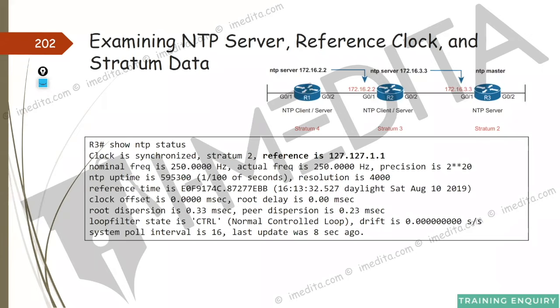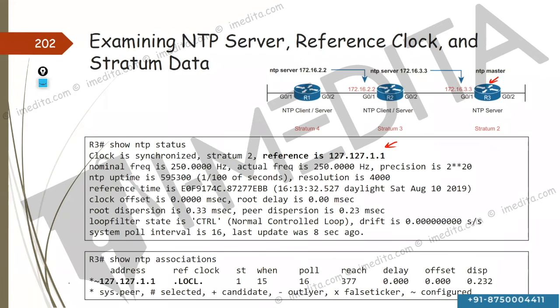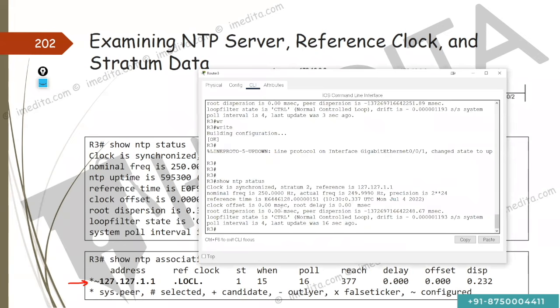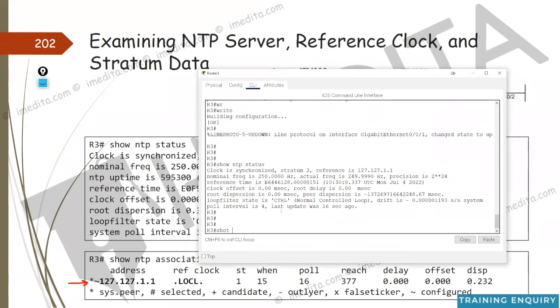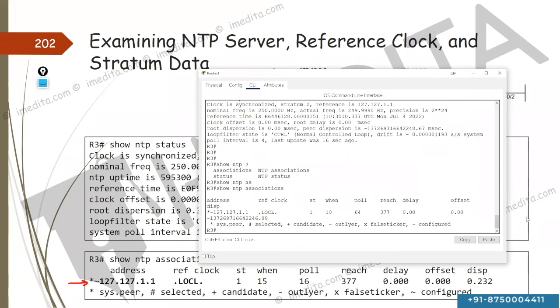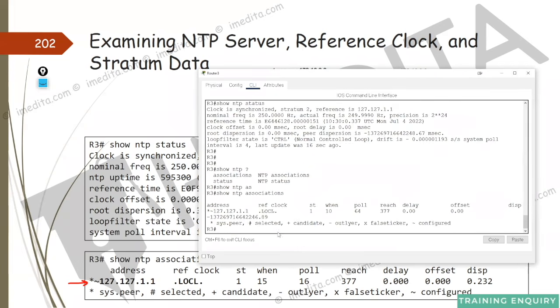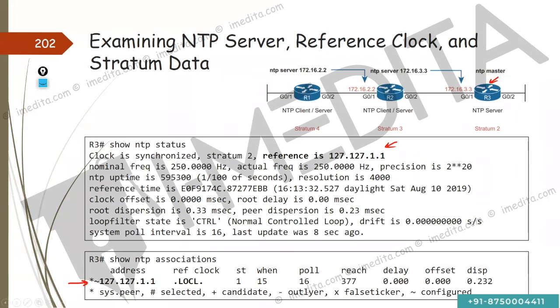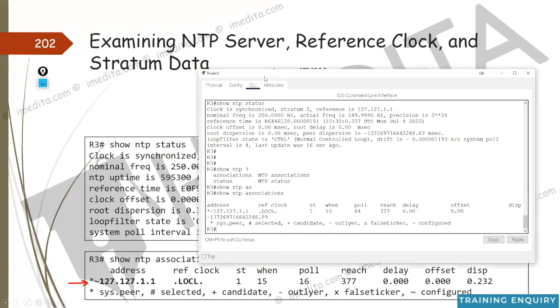We can cross-check, show NTP status on R3. Reference is local, just like we saw in the practical that we performed. Also the NTP associations, I'm not sure whether this command works in Packet Tracer or not. Let's quickly check it. Show NTP... yeah, okay, this works. So it shows you show NTP associations. Fine.